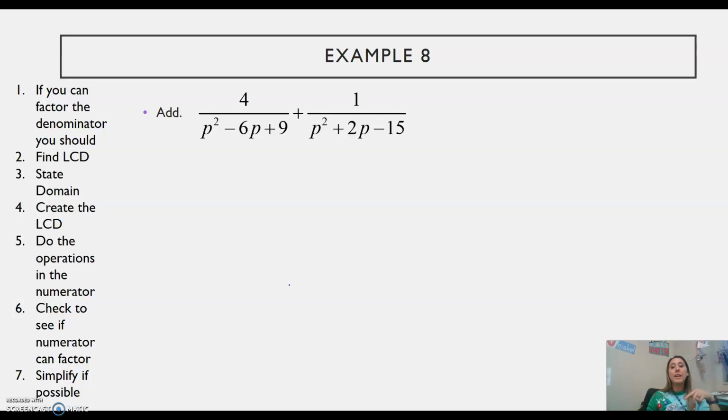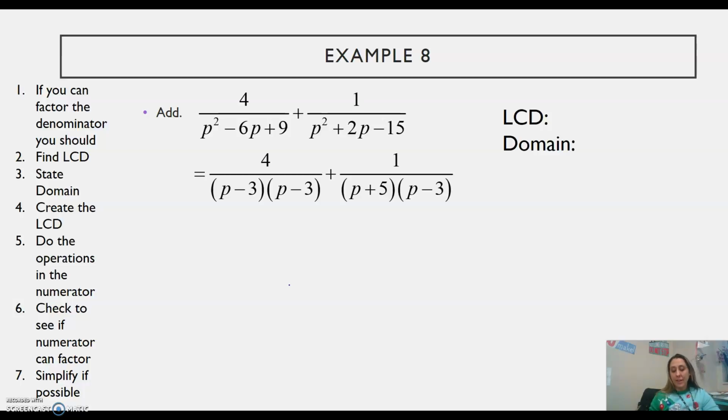All right, so the two denominators are different, so I'm going to go ahead and factor. So the factors of 9 that add to negative 6 are negative 3 and negative 3. The factors of negative 15 that add to 2 are negative 3 and 5. And so I am going to factor that. So I end up with an LCD of p minus 3. Oh, I've got another one, so I'm going to write it again. P minus 3. And this one already has a p minus 3, but it does also have a p plus 5. Okay, I'm going to write all real numbers such that p does not equal 3 or negative 5.